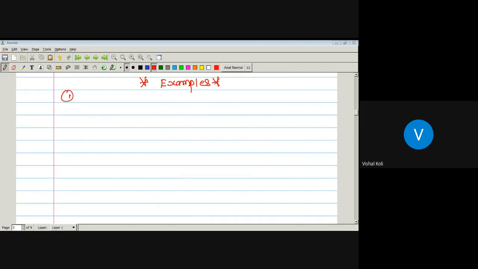In that, first we will take the case when f of n is equal to some alpha, which is a constant. Here we will see some examples. In that case, our f of n will be constant. Take the first example.